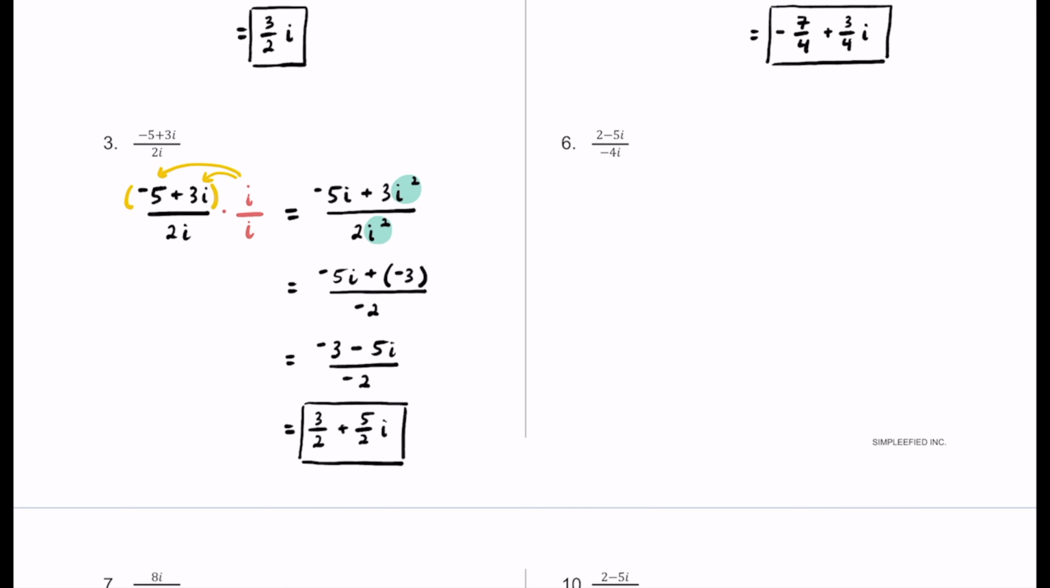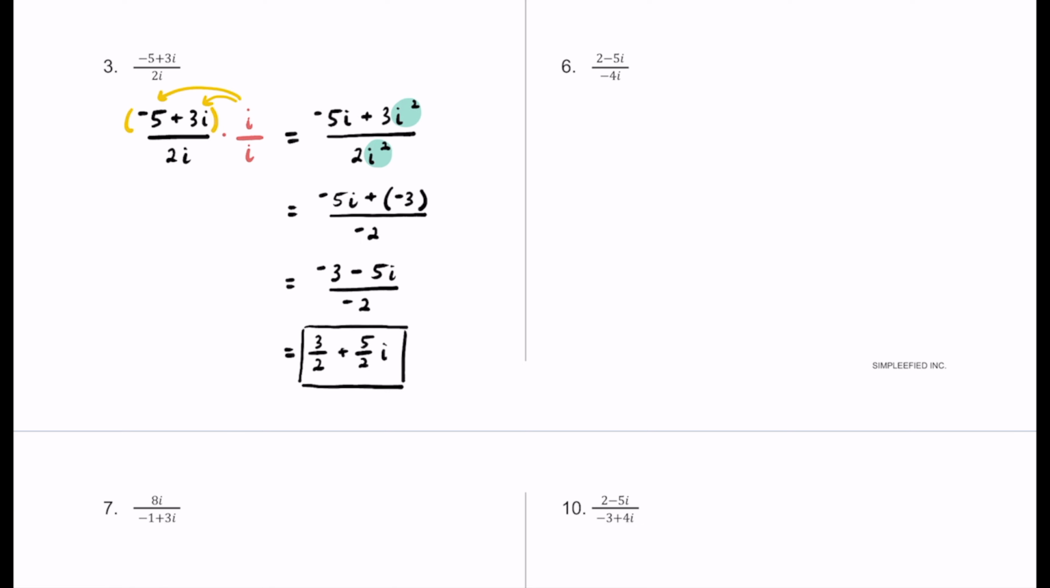For number 6, we have another similar one, so hopefully it's getting a little better as we go, and you're getting the hang of it. 2 minus 5i over negative 4i. And let's go ahead and get rid of the i on bottom, and the strategy we're going to use is multiply top and bottom by i.